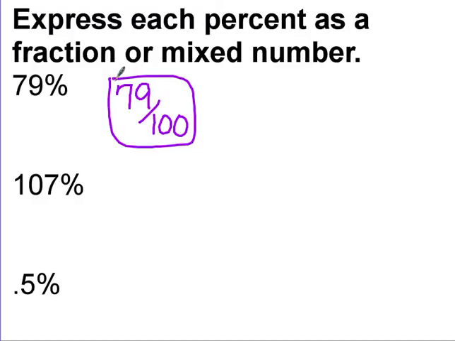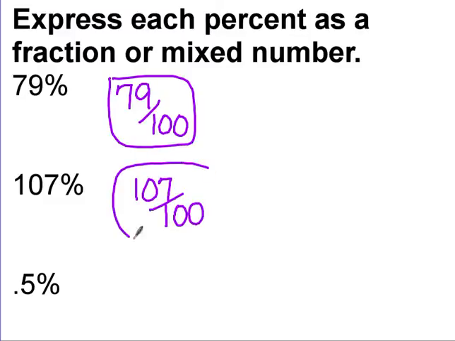What about 107%? 107 over what? Over 100. Remember, percent means per hundred. It doesn't say per thousandth. I know this is bigger than 100%, but that's why it's 107 over 100. If this said 520, you would have 520 over 100.